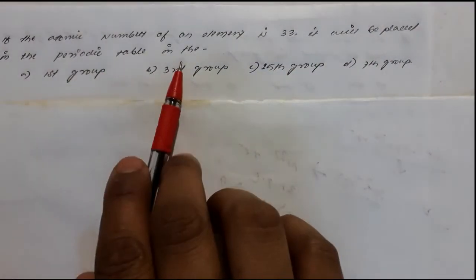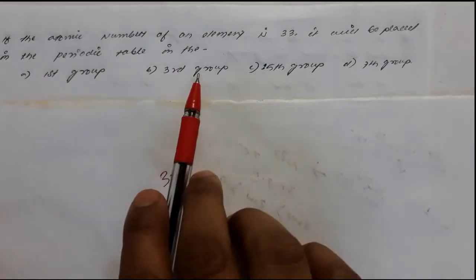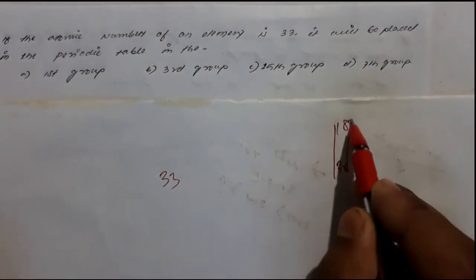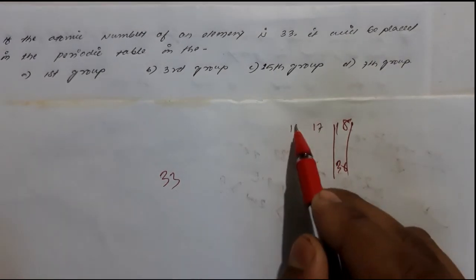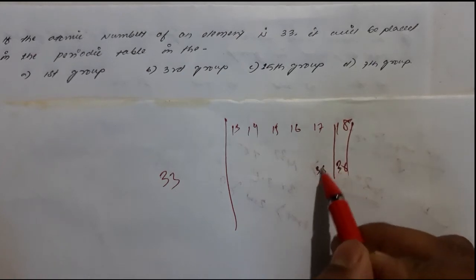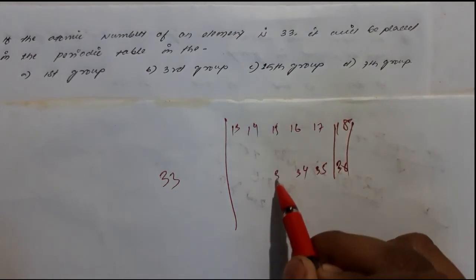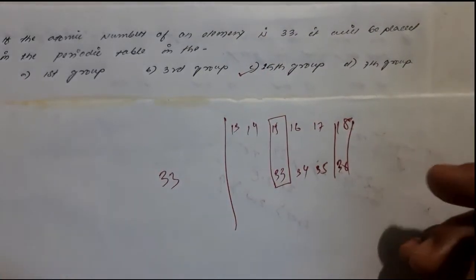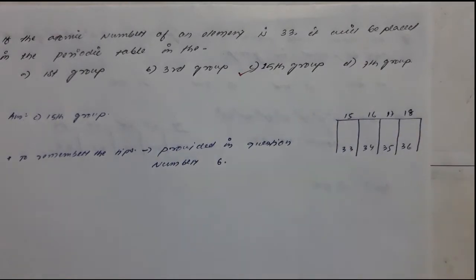Okay guys, look, the same type of question is here. If the atomic number of an element is 33, it will be placed in the periodic table in the first group, third group, 15th group or 7th group. 33. Look, noble gas, right? 36, 18. So 17, 16, 15, 14, 13. So 36, here it is 35, here it is 34, here it is 33. It belongs to the 15th group of the periodic table. It's very simple, right? So you have to know these things actually.